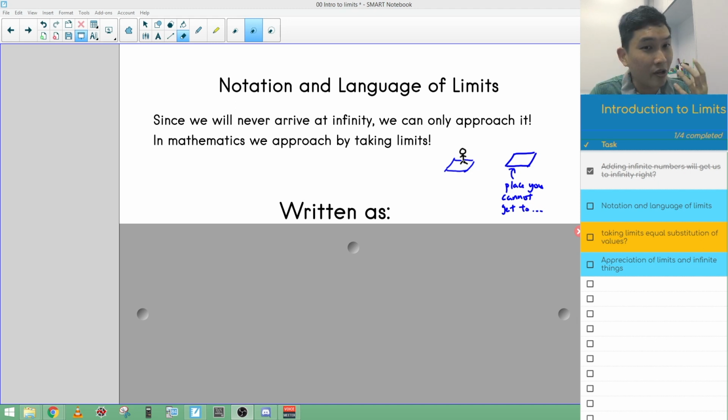Okay? So what I want you to imagine is maybe this is you. Okay, and there's a place you want to get to, for example, infinity, that you know you cannot get to, right? How do you actually get there? You use this thing called limits, right? Limits will sort of bring you there to this place, or close enough for you to see what's happening at this place.